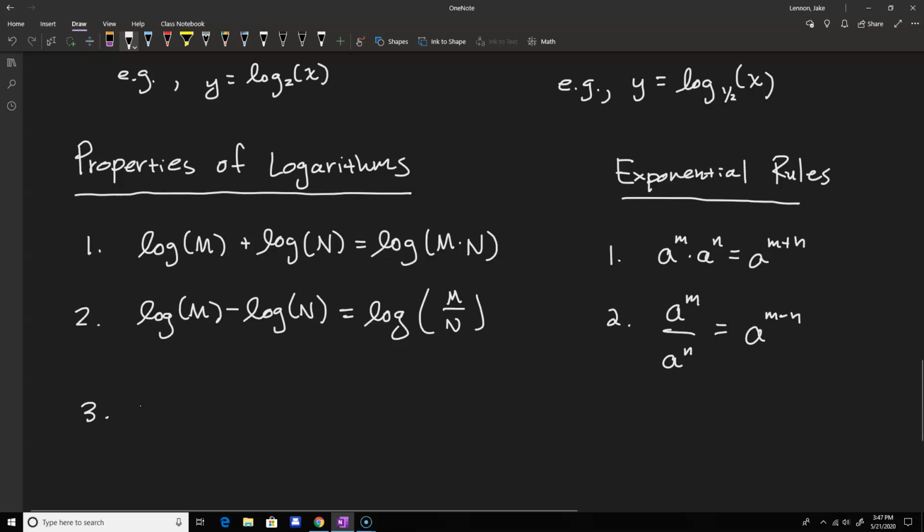And then 3. This third one is probably the most used property in terms of solving equations. So if you have some power inside the parentheses, you can bring it out front in terms of multiplication. And this actually corresponds to this exponent rule. a to the m raised to the n is equal to a to the m times n.